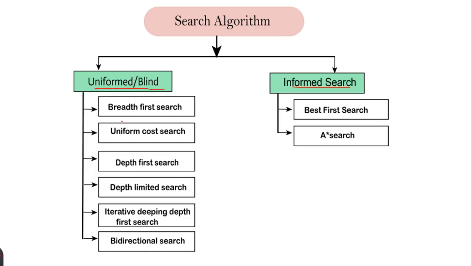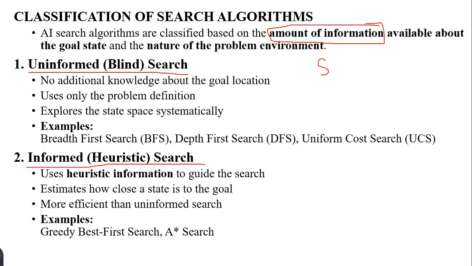In uninformed search, we have BFS, uniform cost search, depth first search, depth limited search, iterative deepening depth first search, and bidirectional search. In informed search, we have best first search and A* algorithm. First we are going to see uninformed search, which has no additional knowledge about the goal locations, uses only the problem definition, and explores the state space systematically. Examples are BFS, DFS, and uniform cost.